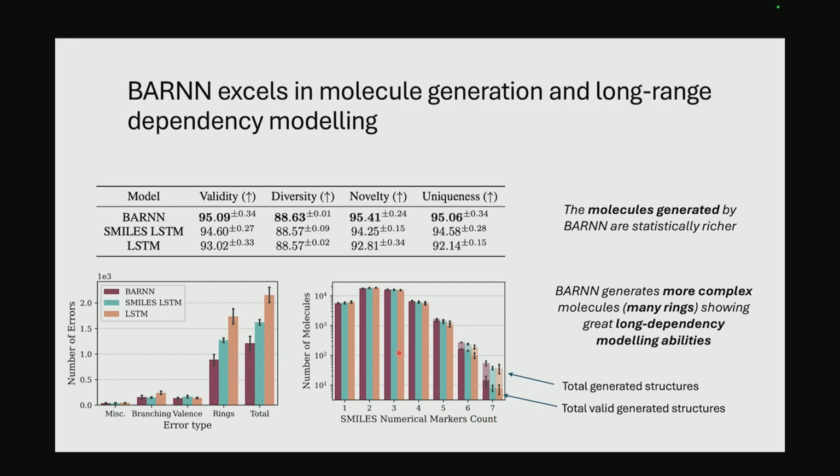So here are some experiments on molecular generation. We compared it to LSM and SMILES LSTM, which were trained especially and developed for generating molecules. And we see that Barn actually has lower error across many of these types. It has better validity, diversity, novelty, uniqueness, and it can create larger molecules, which you see here in the end.